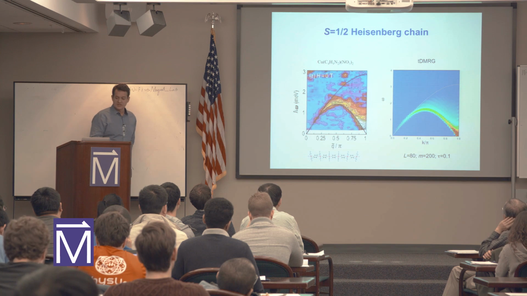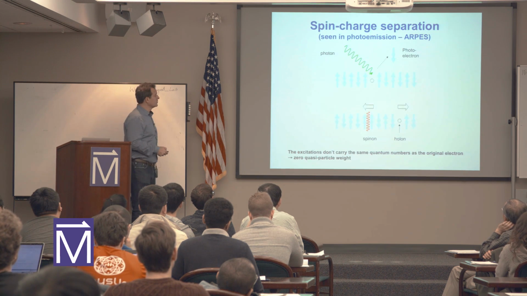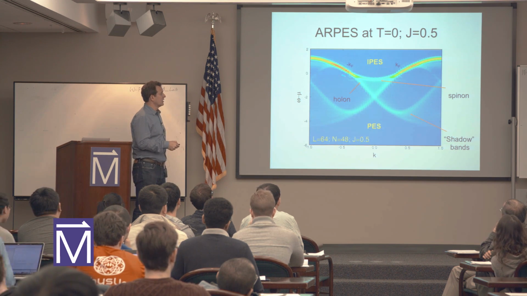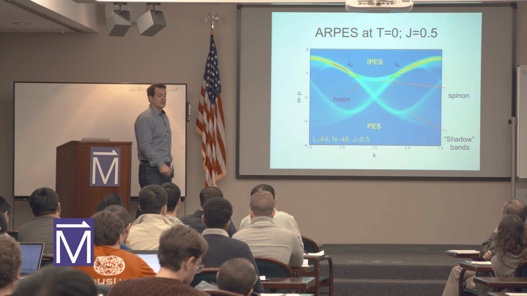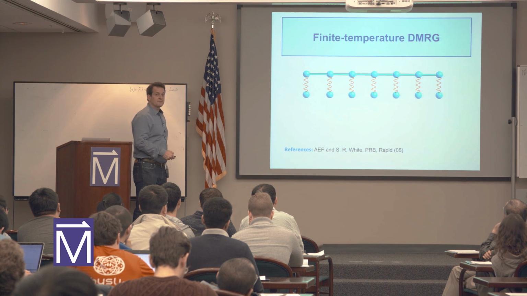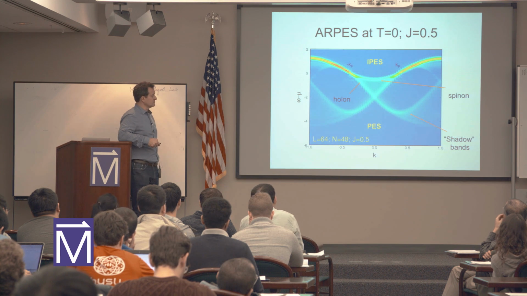This is for the spin 1/2 chain. This is for the spin 1 chain. And you can do it for fermions, like this is a TJ chain, and you see the entire spectrum with the holon branches, the spinon branches, and everything else. You can calculate optical conductivities, et cetera, et cetera. And so that's for spectral functions.